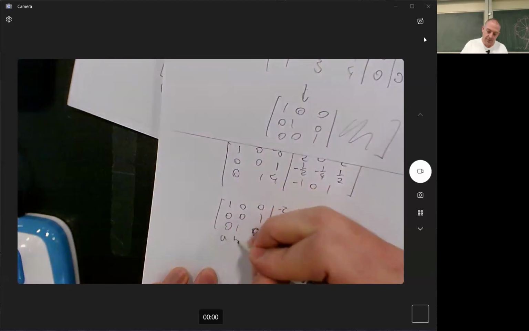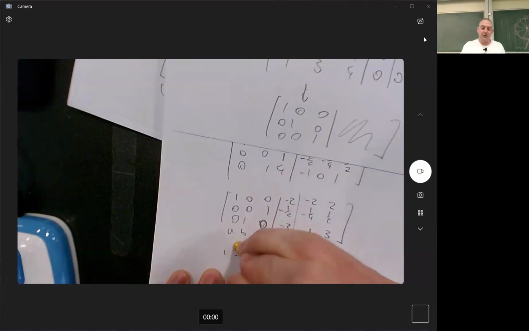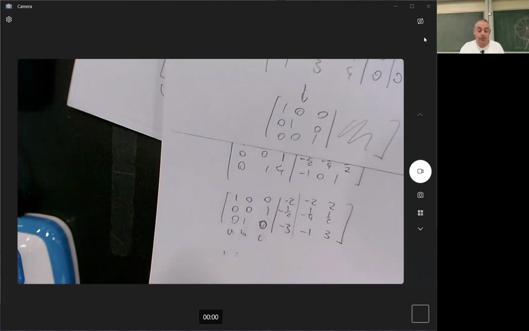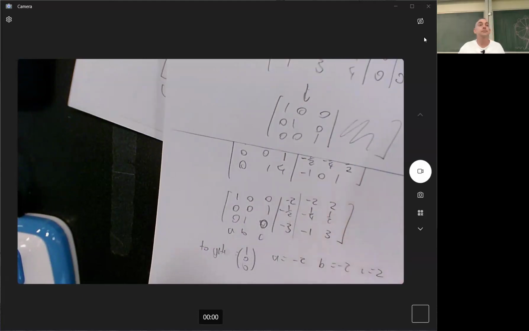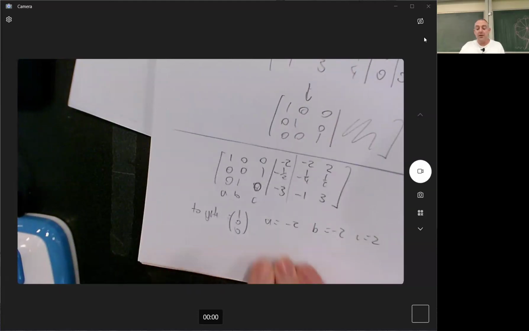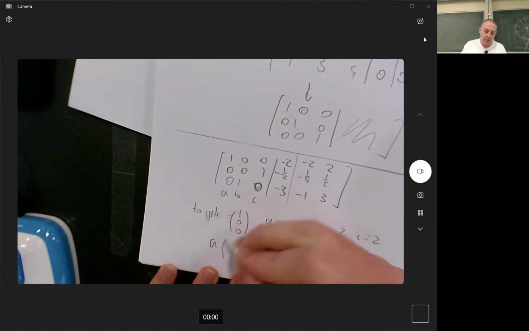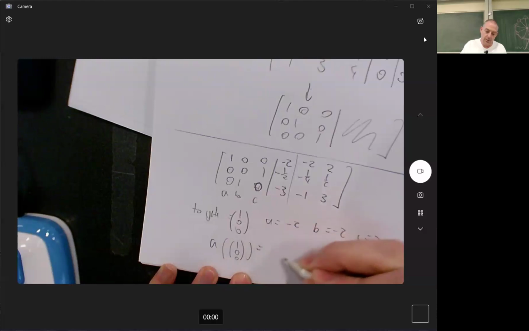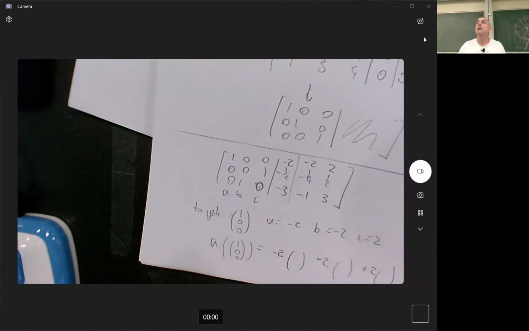So what this says to me is that the correct combination to produce 1, 0, 0 is: A is minus 2, B is minus 2, and C is 2. And so I need to do that combination of the inputs, which means the combination of the outputs will be minus 2 times the original outputs, minus 2 times the original outputs, plus 2 times the original output. Oh!